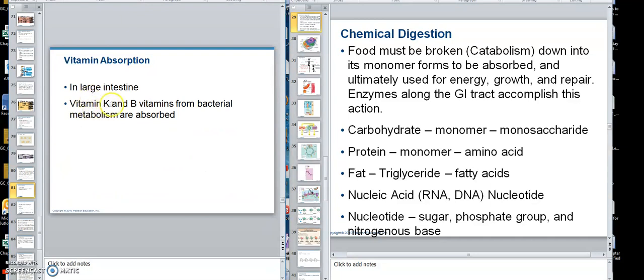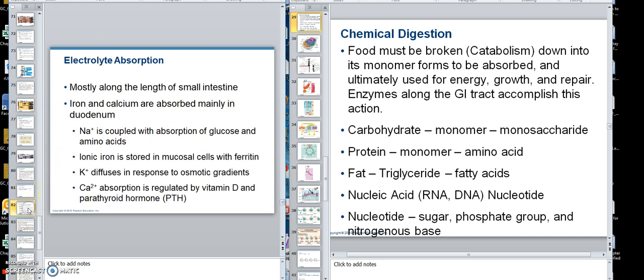In the large intestine, vitamin K and B. Vitamin K is made by bacteria in the large intestine, and some B vitamins also. And then they have to be absorbed. Electrolytes are absorbed mostly along the length of the small intestine. Iron and calcium are absorbed mainly in the duodenum. Okay. Sodium is coupled with absorption of glucose and amino acids. So this kind of gives you how you get the electrolytes in.